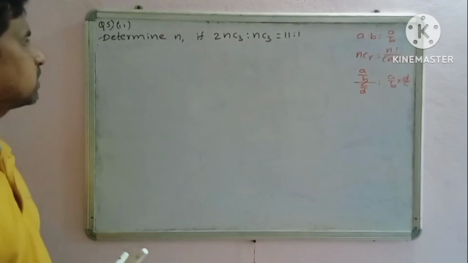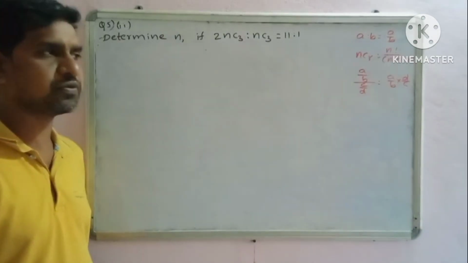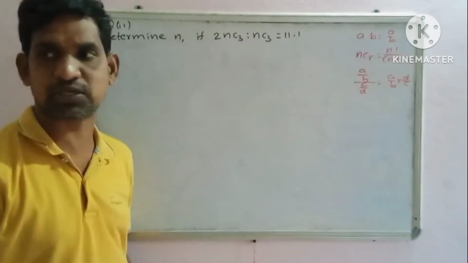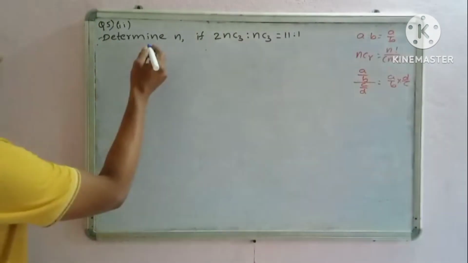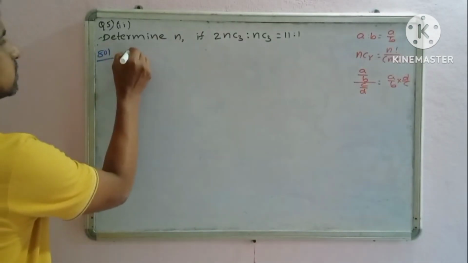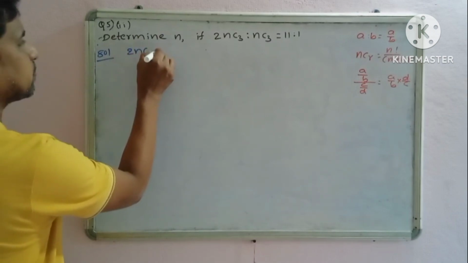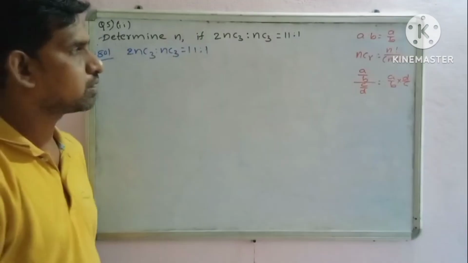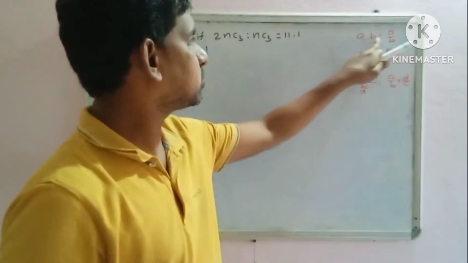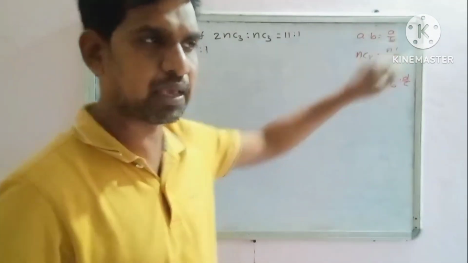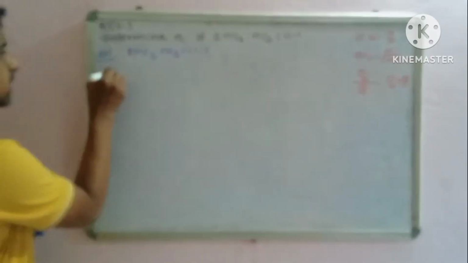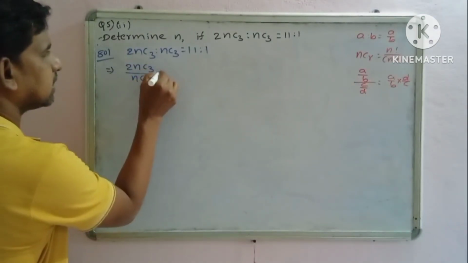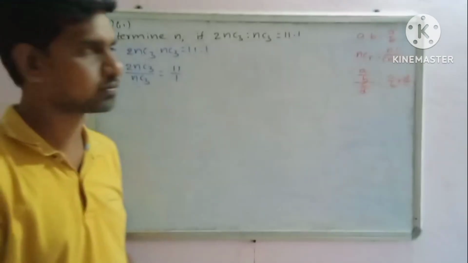Problem 5, second one. Determine n if 2nC3 is to nC3 equals 11 is to 1. So, determine n. Solution: 2nC3 is to nC3 equals 11 is to 1. Already I said a formula: A is to B is nothing but A by B. So this one can be written as 2nC3 by nC3 equals 11 by 1.